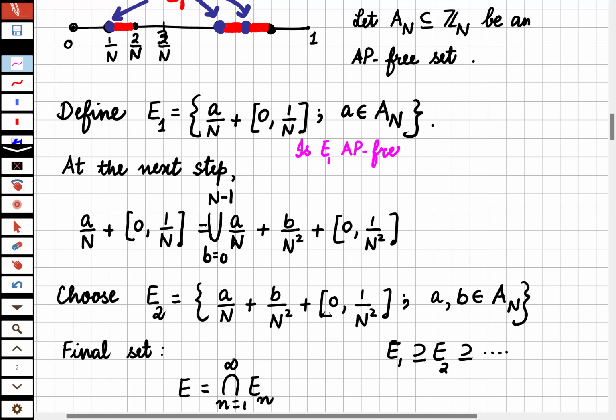It's not, but it only has sort of small APs in those thickenings. Very good. So it's not, but if, let's say, X, Y, and Z are contained in E1 and form an AP, what can we say about X, Y, and Z?